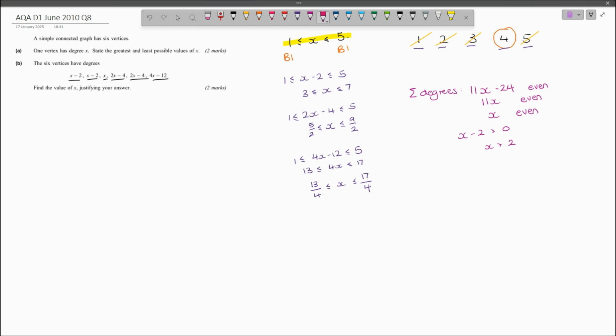So mark-wise, you would have got 1 mark for trying a method like this one here, or this one here. So that would have been M1, and then finally you would have got A1 for the answer x is equal to 4.